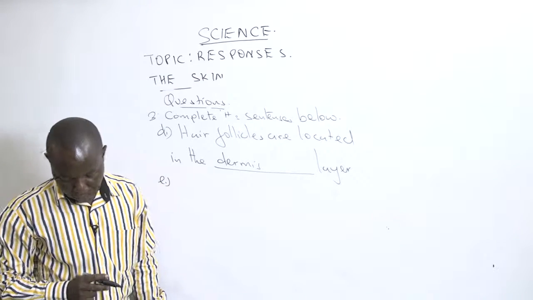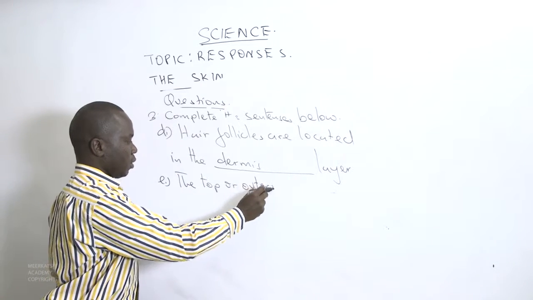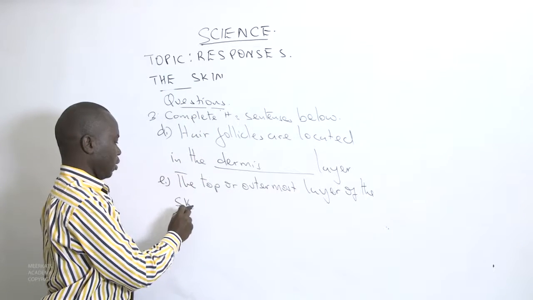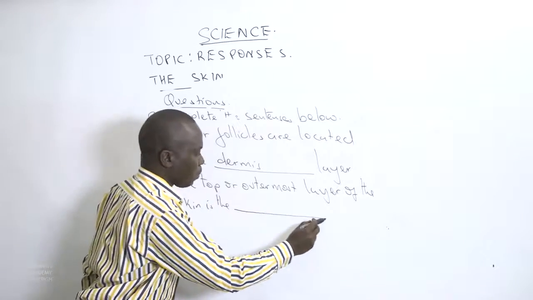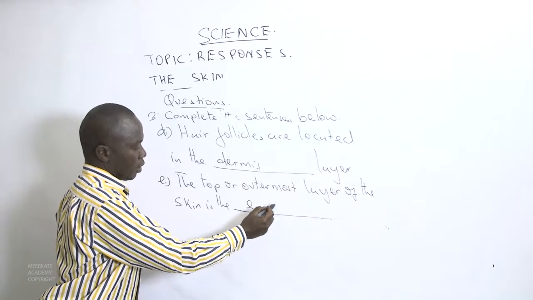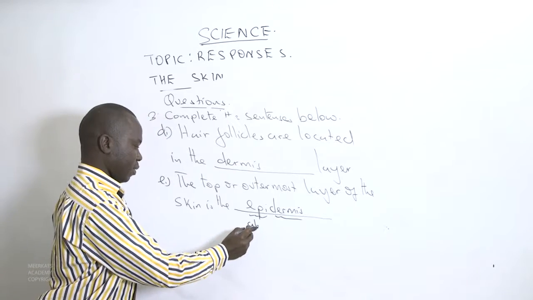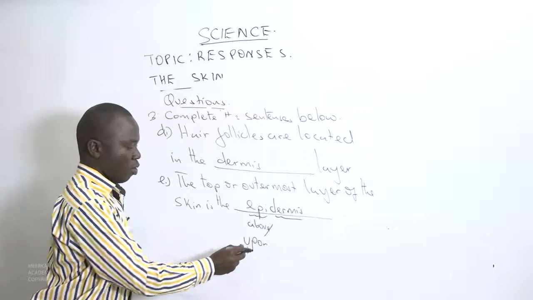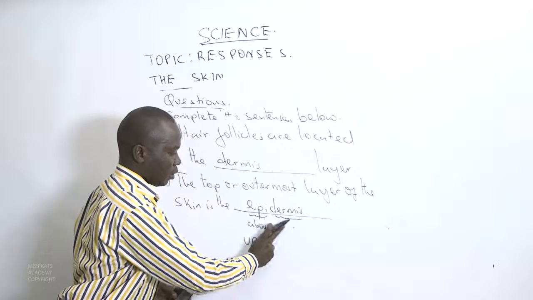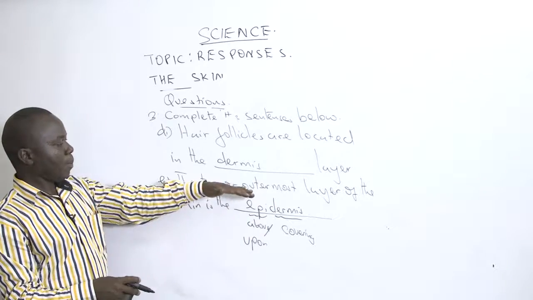Part E, the top or outermost layer of the skin is the dash. We have already given that name several times. Epi, then dermis. Remember, these are two words. Epi means above or upon, on. Then dermis is another word for covering or skin. So the above covering, the epidermis, the uppermost.